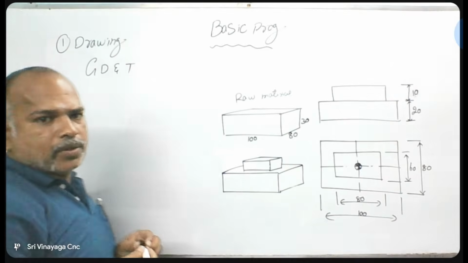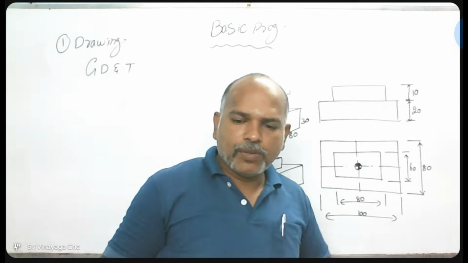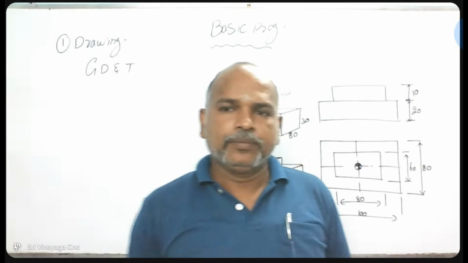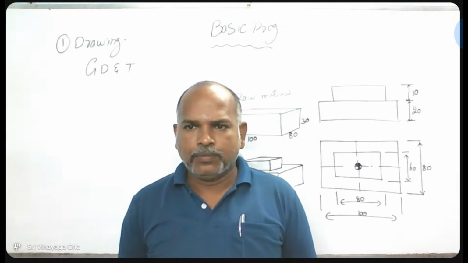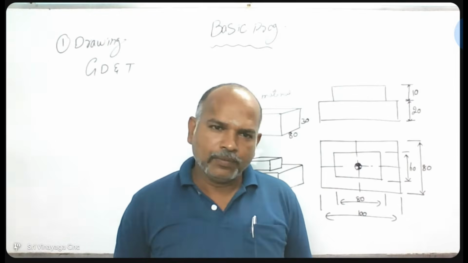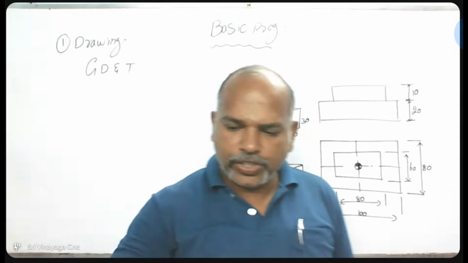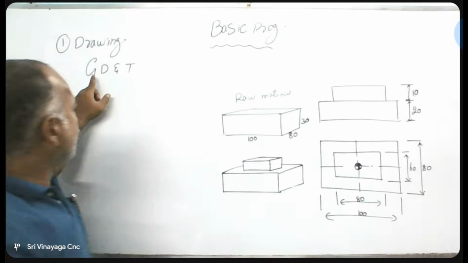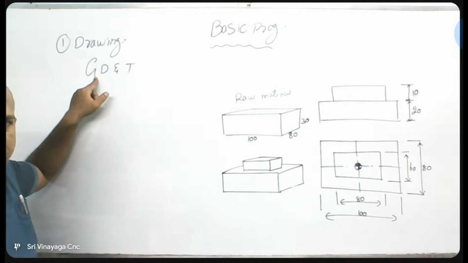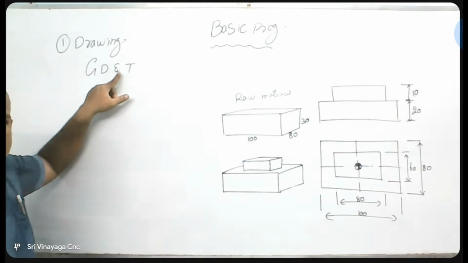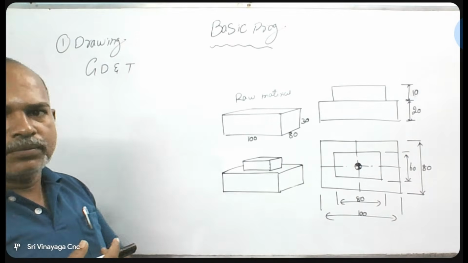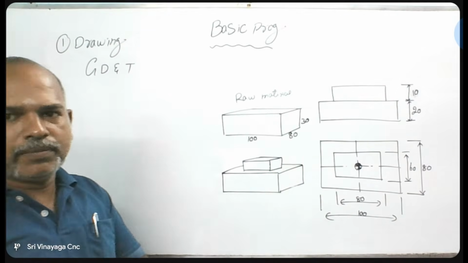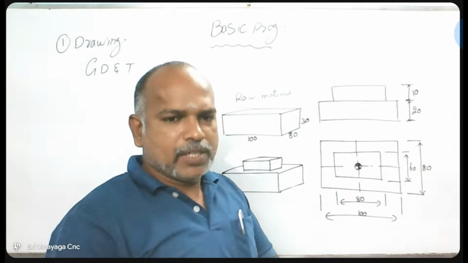This drawing is important, GD and T. What's the meaning of GD and T? I think it refers to geometric tolerance. G is for geometrical, geometrical dimension tolerance.